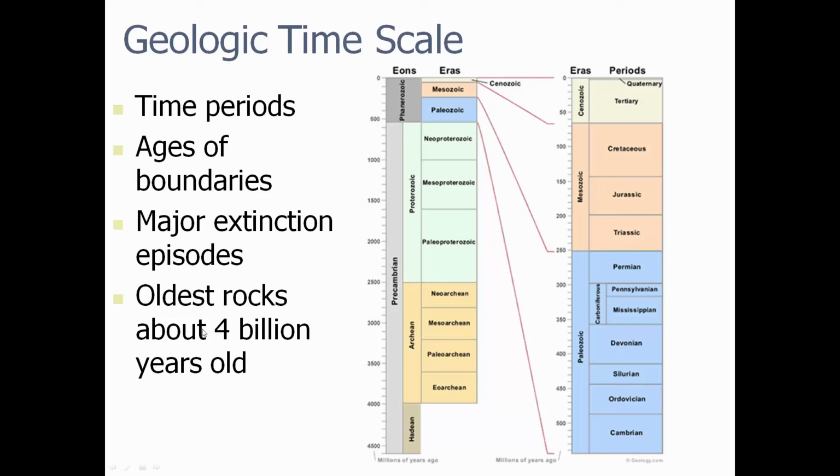Geologic time: we have time periods, we have ages and boundaries, we have major extinction events or episodes, and we have the oldest rock found at about 4 billion years. So we don't really have a record for anything in this area. This is that molten Earth. And then we start moving into a more civilized Earth, and then we start getting life abounding in what's called the Proterozoic. So we have the Paleoproterozoic, the Mesoproterozoic, and then Neoproterozoic, which is early, middle, and new Proterozoic, which ended about 540 years ago.